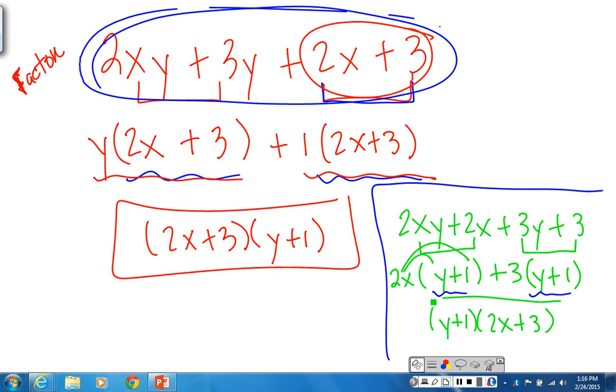And if you compare the first way to this way, you'll notice that the answers are exactly the same. The factors are just in a different order. And multiplication is commutative, so order doesn't matter. You'll still get the same thing if you multiply this out. So that is all of your challenging math problems addressed.